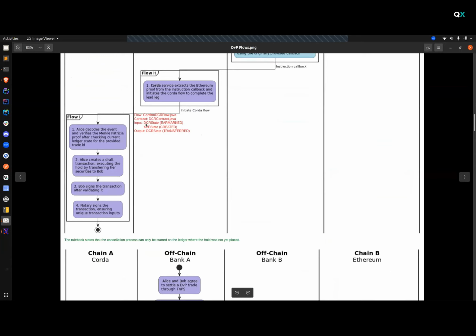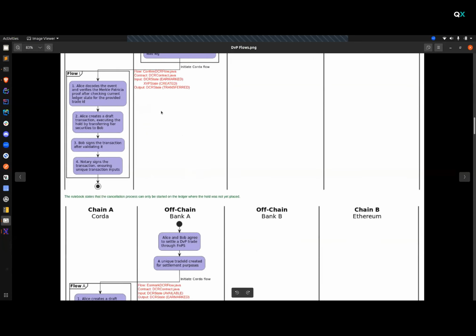So it will consume input states of an earmarked basket of securities, and it will consume the trade that we created. Again, it can only be consumed once, and then it would output a new basket saying that it is now transferred to the new owner. And this will only be allowed to execute. The Corda app will ensure this once the Merkle Patricia proof coming from the Ethereum side was validated.